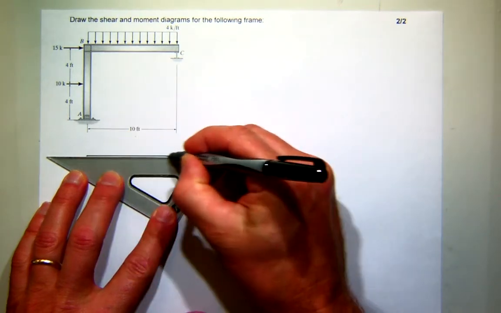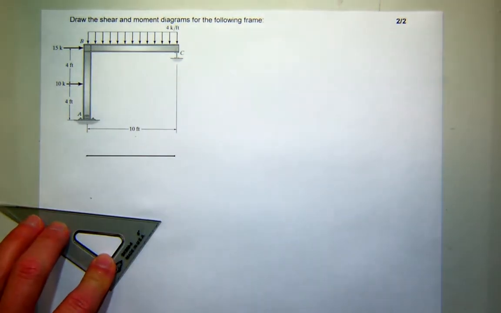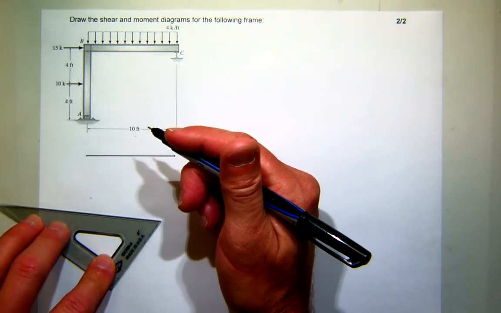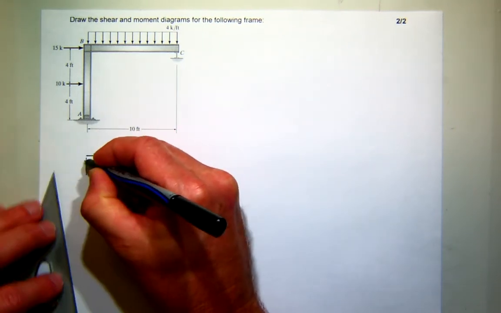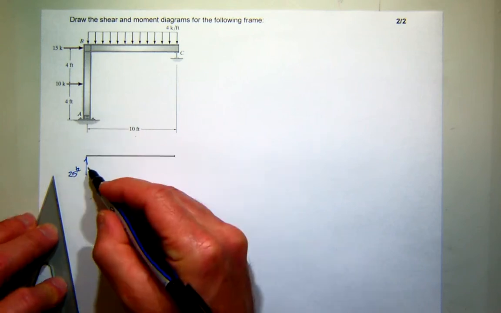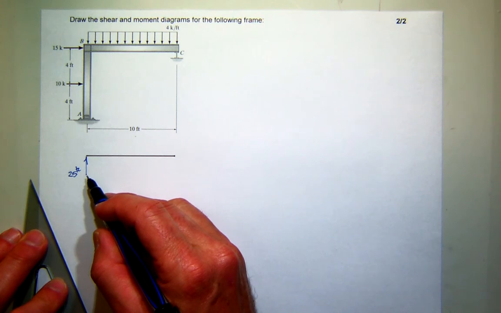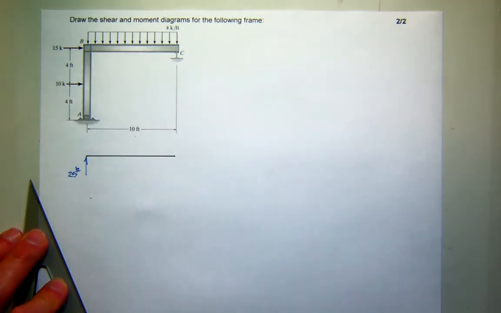So now I'm going to draw a beam, and let's see. We found Ax was 25, right? And it's in this direction. Now, a force in this direction on this beam, is that positive or negative shear? Positive.